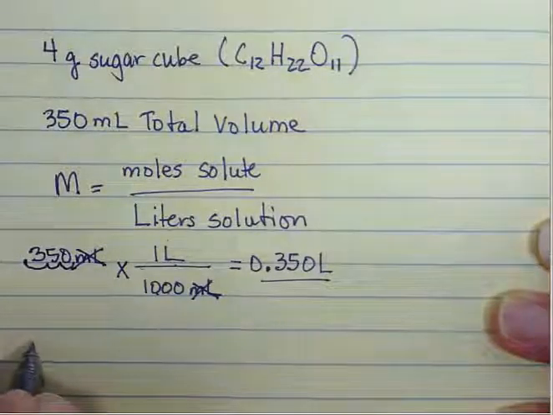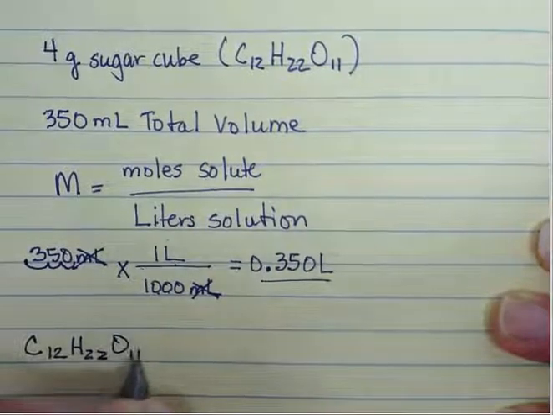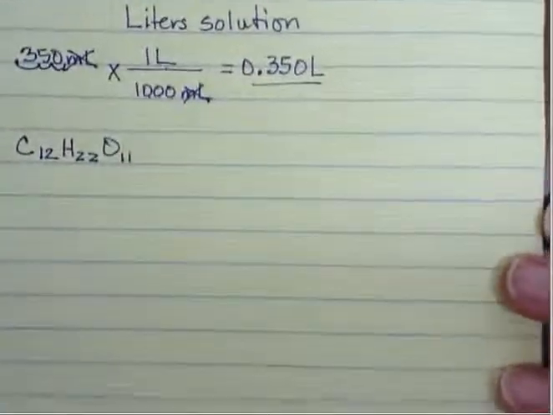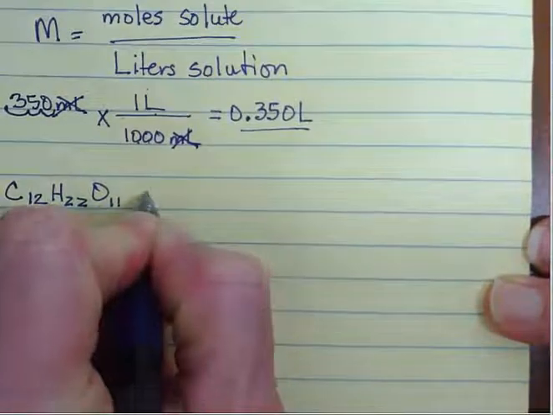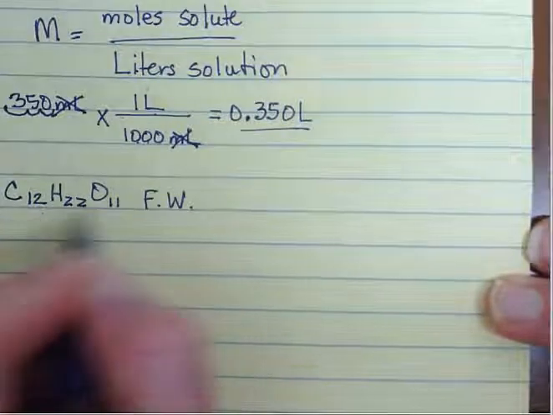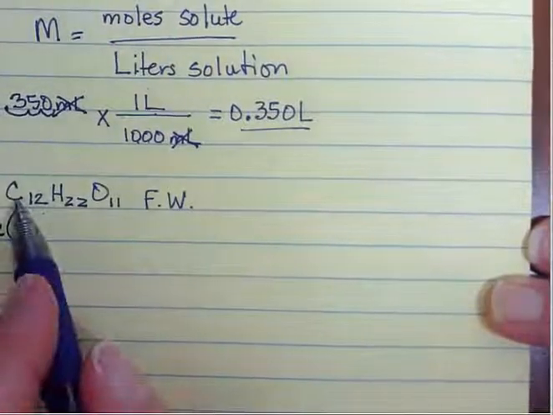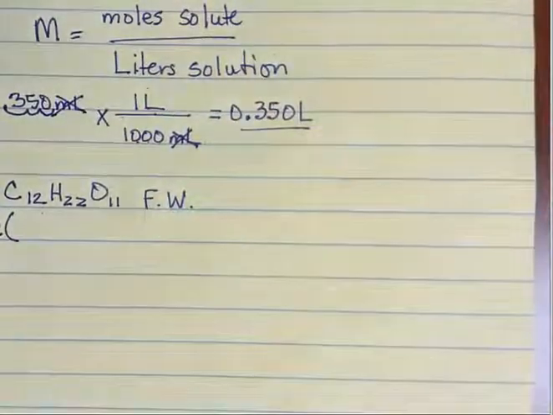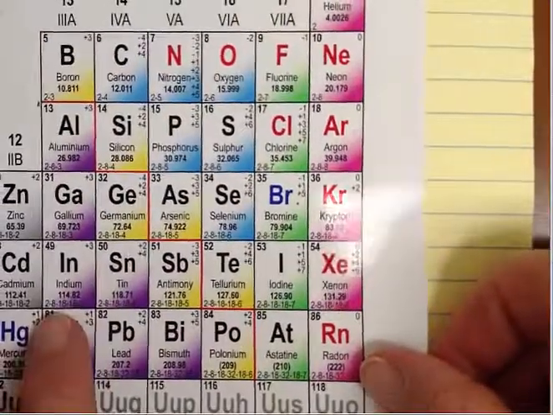So our sugar molecule is C12H22O11. So we need to first calculate the formula weight. So let's leave that there. So the formula weight for this molecule is going to be all of these atoms added up together. So we've got 12 carbons times the weight of the carbon atom. So remember your periodic table. You can go ahead and grab your periodic table. So our carbon is 12.011.